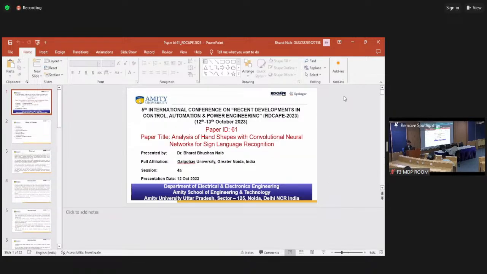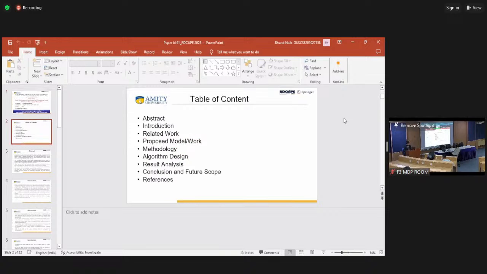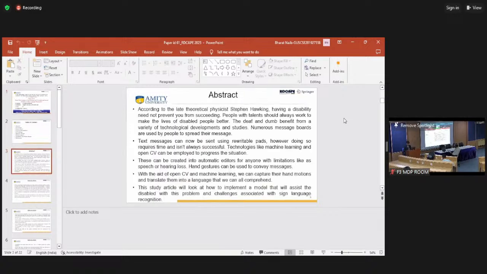Are there any questions on this? Hello, Bharat Bhushan Nair. Yes, sir. Can you tell me what is your specific contribution in this area? Specific contribution. My specific contribution, I have assisted in algorithm design and all that.